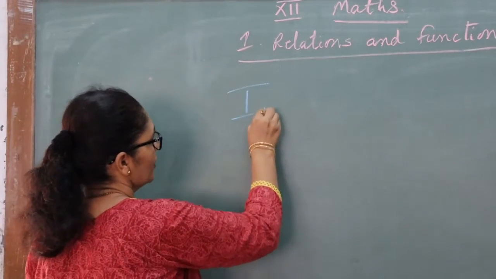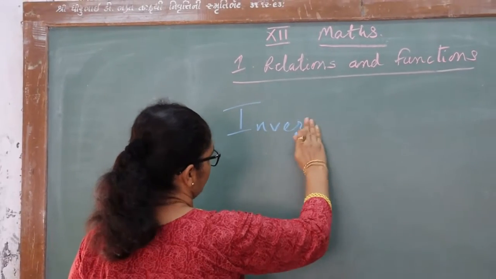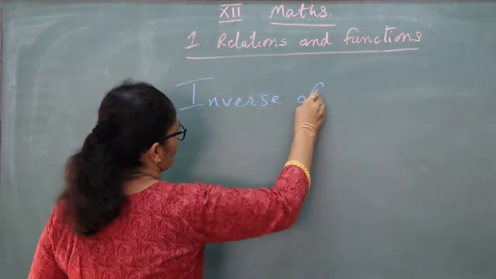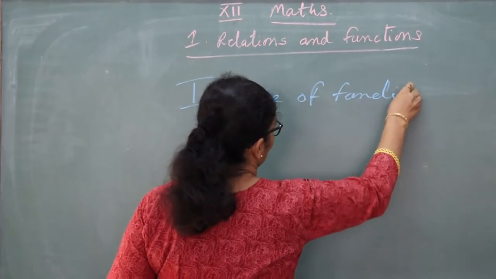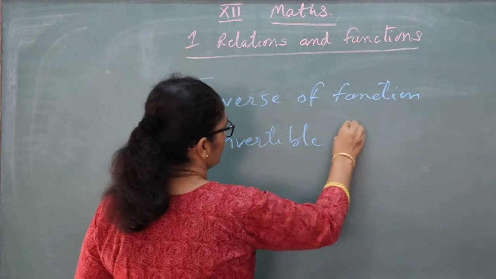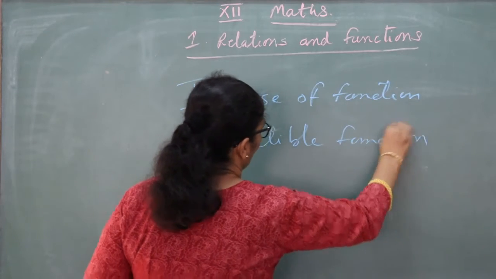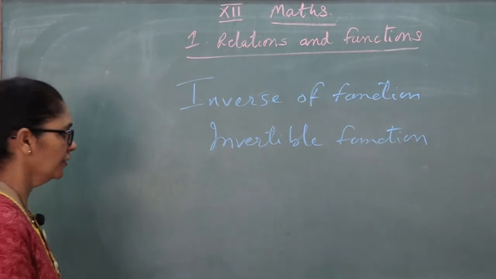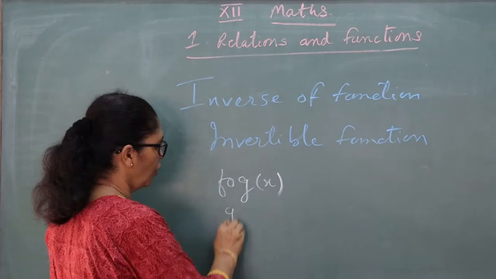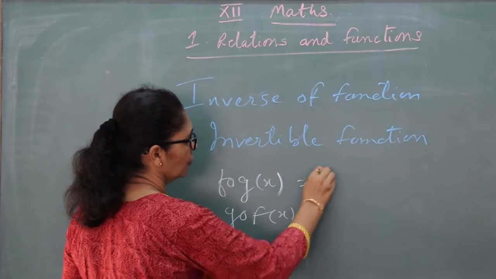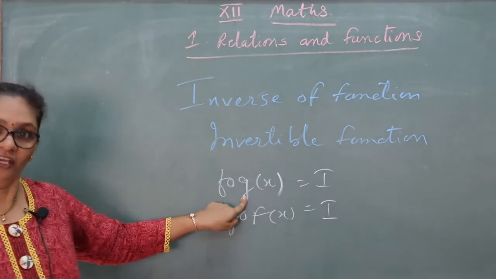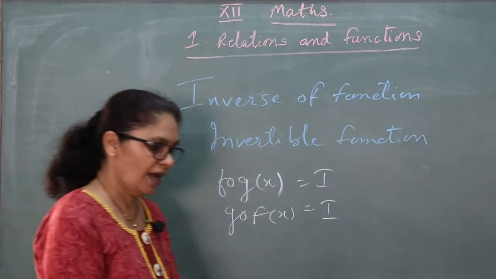function. Okay, what is the inverse of a function, or you can say an invertible function? What did we learn in invertible functions? That when you combine two functions, f over g or g over f, and if you get the identity function for both, then both are said to be inverse of each other. That one we have already discussed.